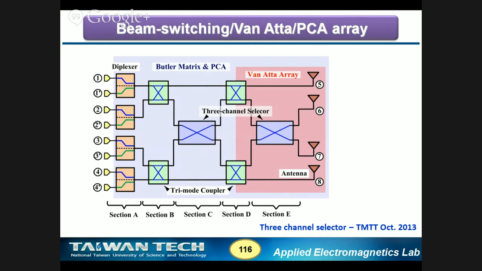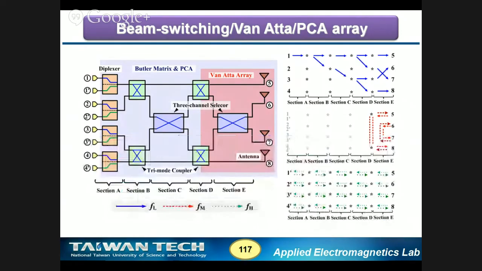And we need some special design of the coupler and also the so-called crossover. It is a crossover, but this crossover is so unique, and we need to find a way to describe it. I term it a 3-channel selector. There is a story I will tell you shortly. And just think about the signal flow. In the low band, if your input signal is at port 1, it will be spread to ports 5, 6, 7, 8, with a prescribed phase difference. So it's a beam switching array.